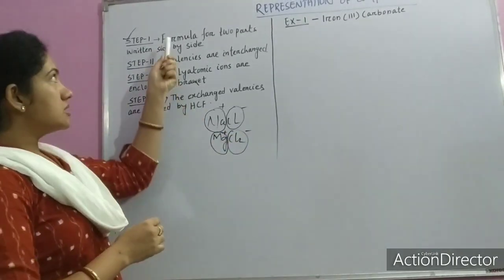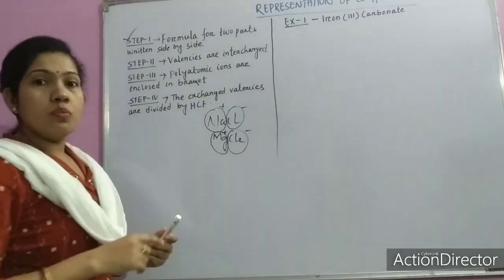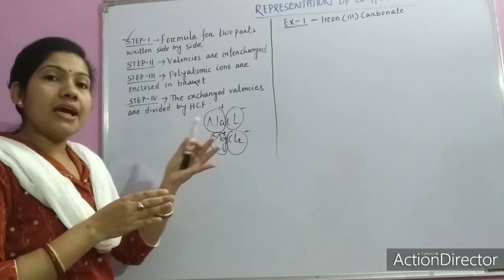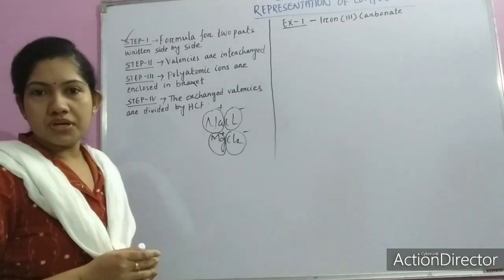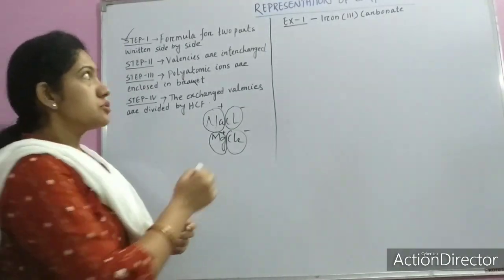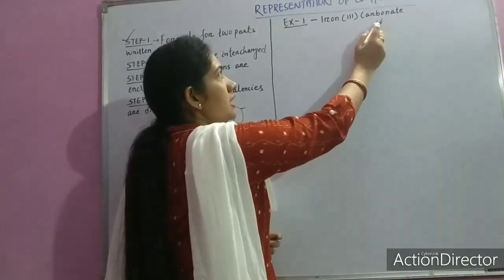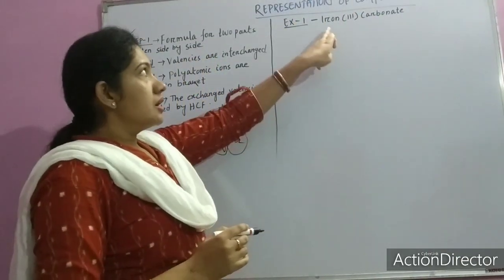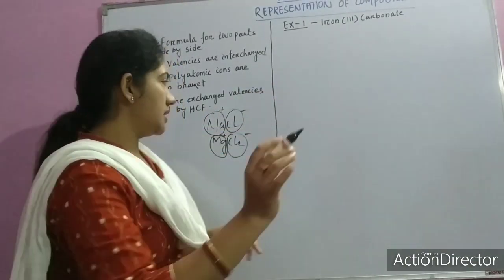So instead of writing this, what can we write? Formula for the 2 parts, that is, we have to separate the cation and anion. We have to write the cation and anion separately. Let us start with the first step. Here I have taken the example iron 3 carbonate. Here iron, in bracket I have written 3. Why? I am explaining now.